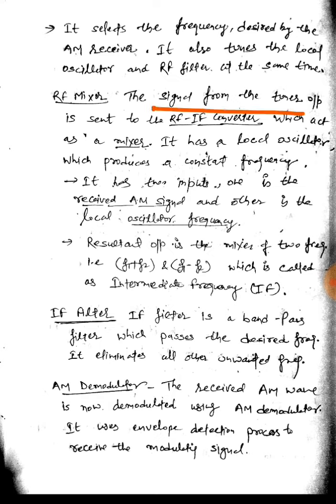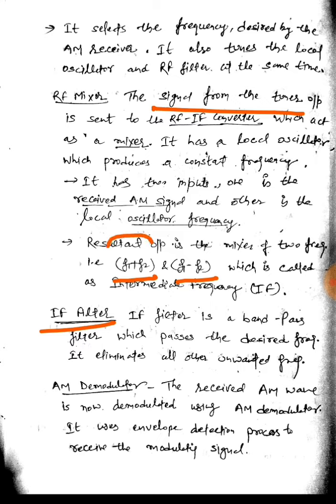The signal from the tuner output is sent to this mixer or converter, which acts as a mixer. It has a local oscillator which produces a constant frequency. Now these two frequencies, the modulated one and the constant frequency, are applied to the input of the RF mixer, which will produce two frequencies, F1 plus F2 and F1 minus F2, which are called the intermediate frequencies. Then these intermediate frequencies are passed through a band pass filter, which passes the desired frequency and eliminates the unwanted frequency.